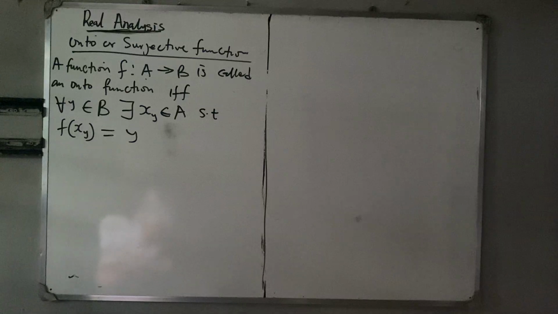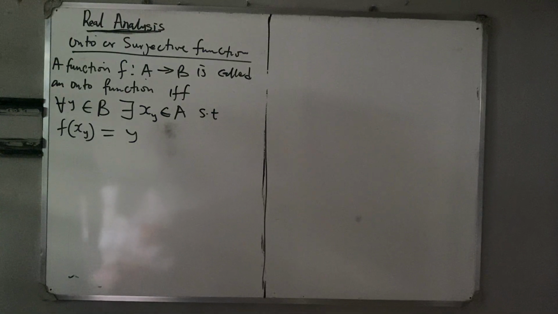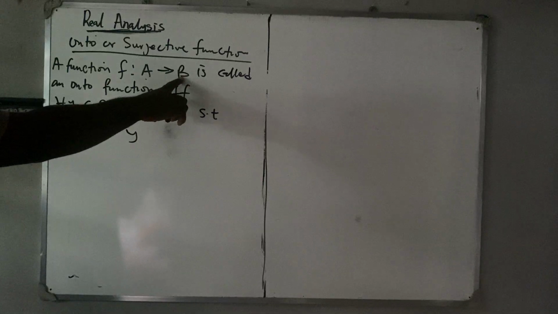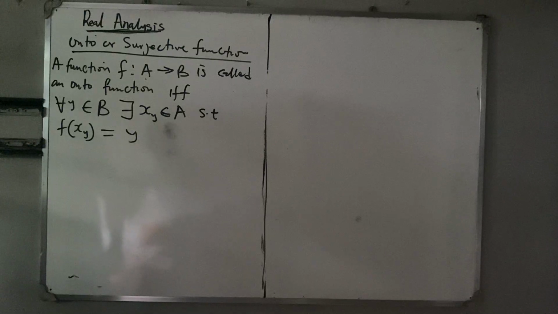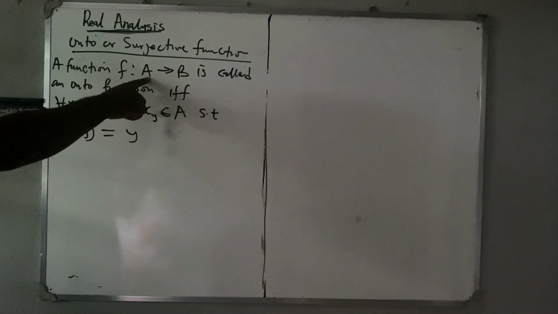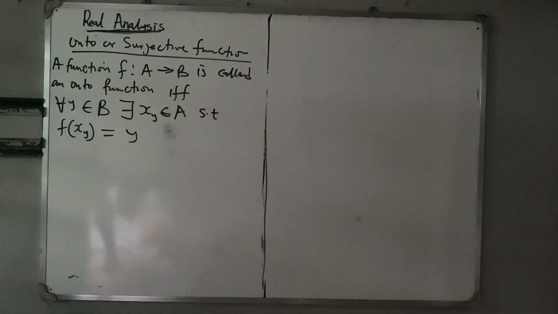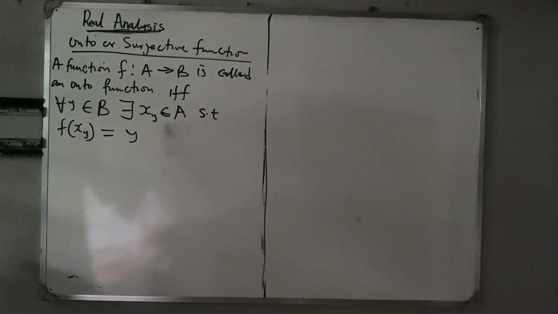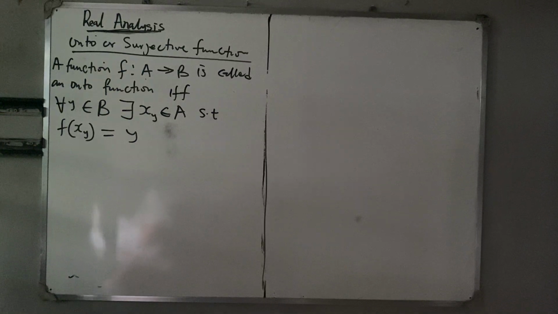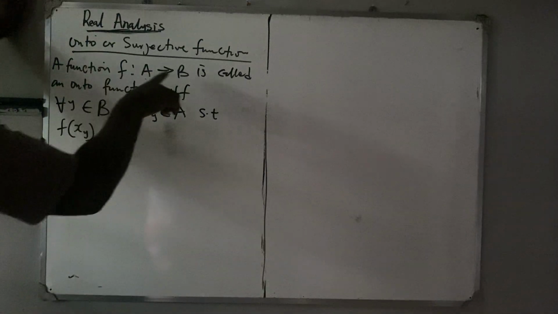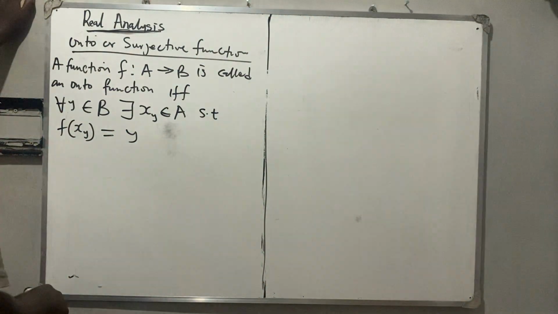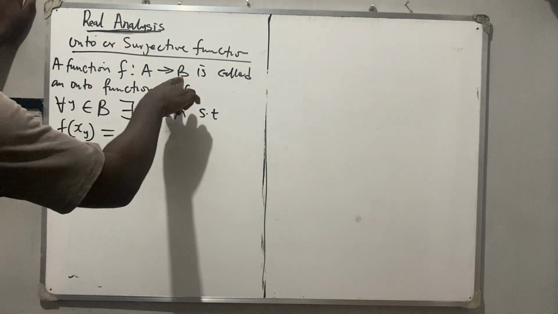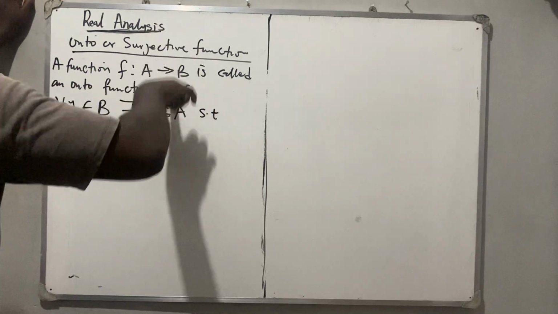So let me explain the meaning of this. This means that for every point we pick in the codomain, we can find a point in the domain which x sends to y. That is to say that every element in B is an image of a particular element in A. Any point we pick here is a result of somebody here. Another way to say this is that the codomain must be equal to the range. That is, everybody in the codomain is useful.